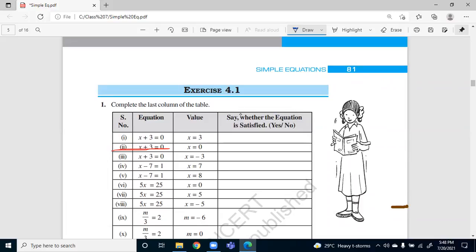So what I have to do, I will put the value of x is equal to 3 in this equation. So if I put 3 in place of x, 3 plus 3 is 6. 6 is not equal to 0. So you should say no, it does not satisfy.